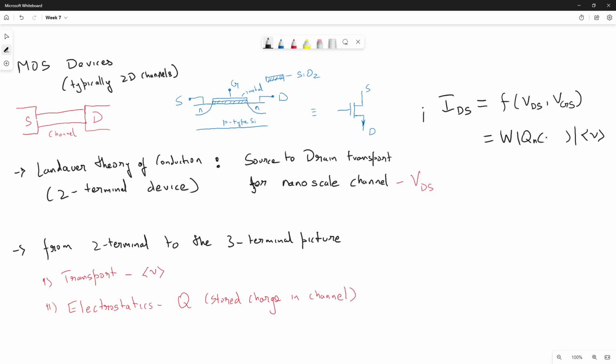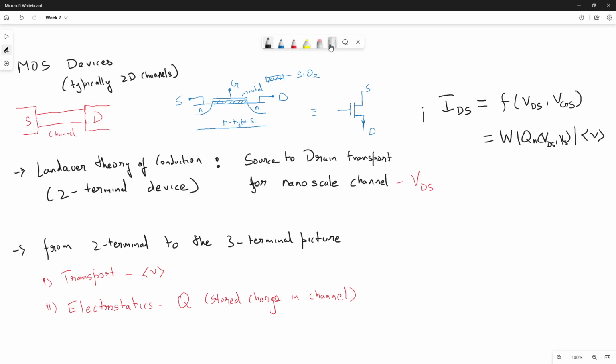This is not a current-voltage relationship here. I'm not giving you a device characteristic, a voltage-current relationship. What I'm doing is trying to highlight the properties as we are going to study them, and the stored charge is actually determined by both VDS and VGS.